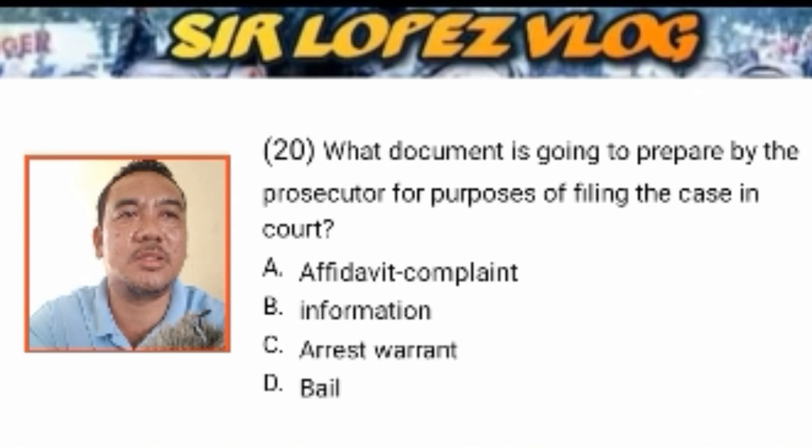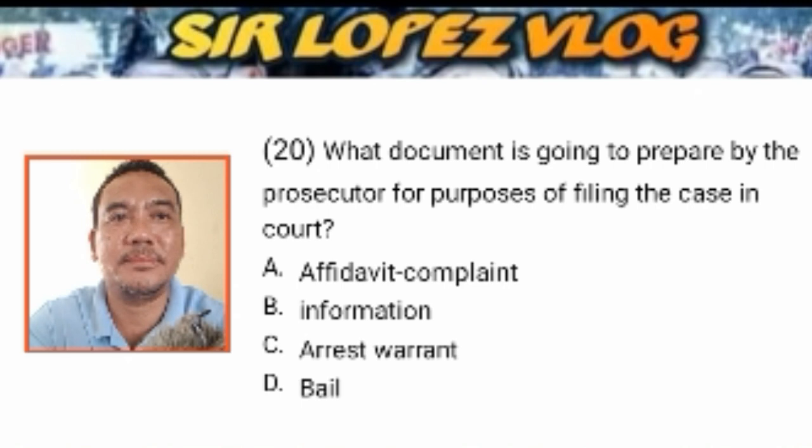What document is going to be prepared by the prosecutor for purposes of filing the case in court? A. Affidavit complaint. B. Information. C. Arrest warrant. Or letter D. Bail. 21.